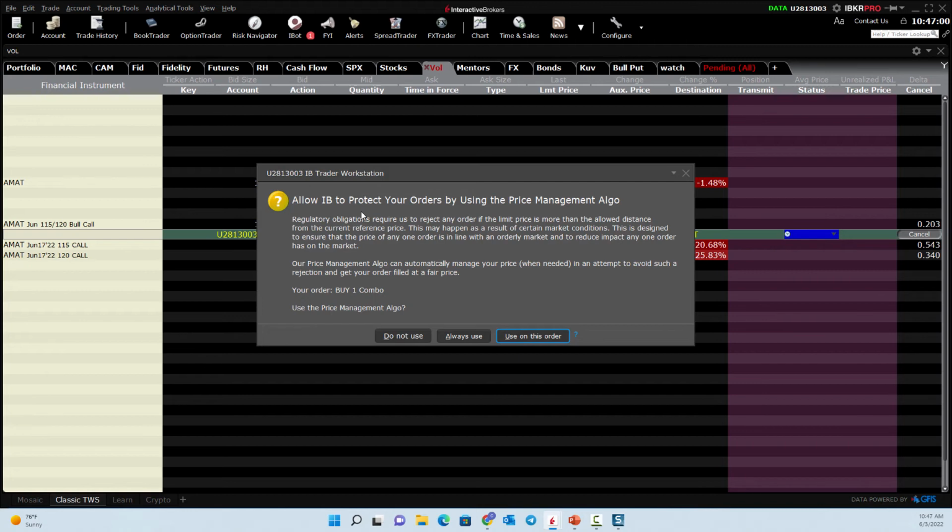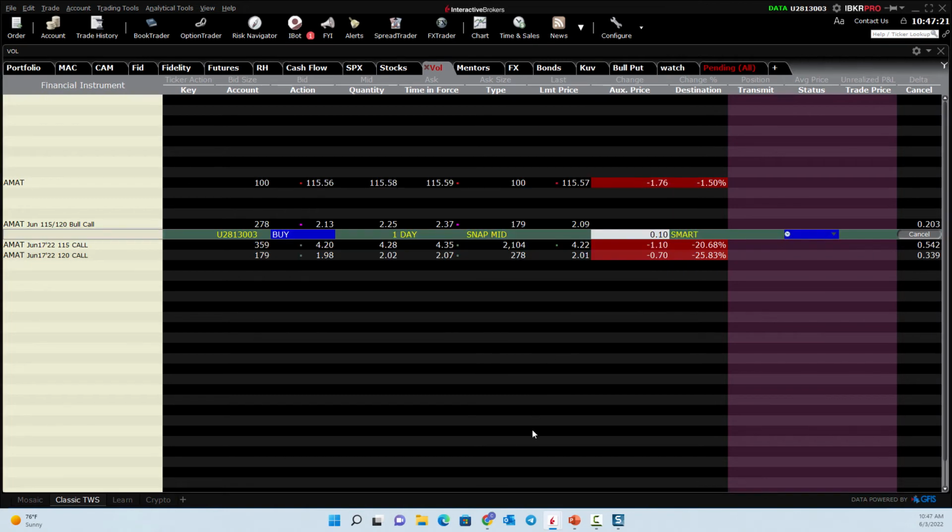They have algorithms that basically do price limits and protections. This is usually a good idea to have some of their algos, which basically says we'll try to stop you from getting some extreme non-fair price, and you could always use it, you could not use it, or you could just use it on this order. Let's just say we were going to use it on this order.